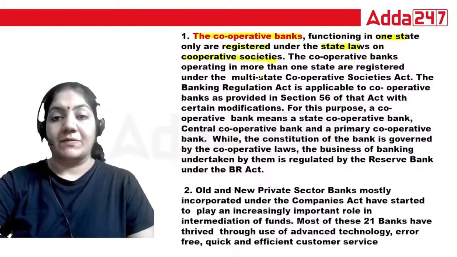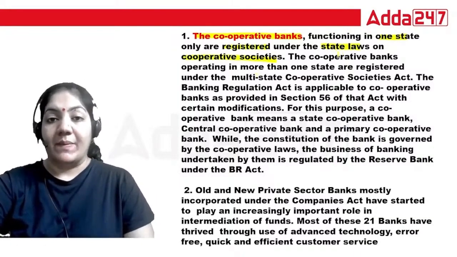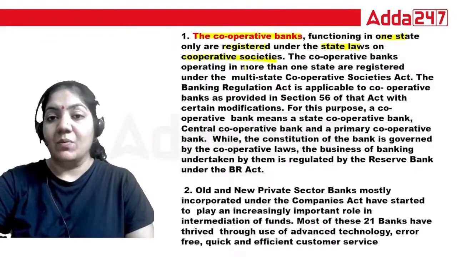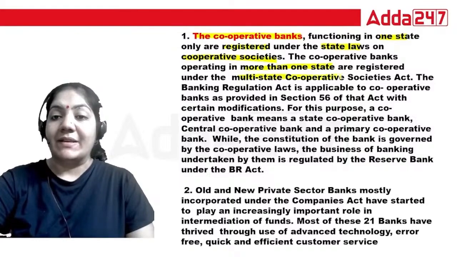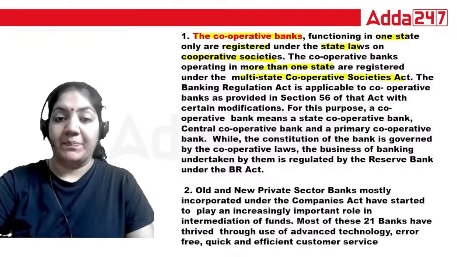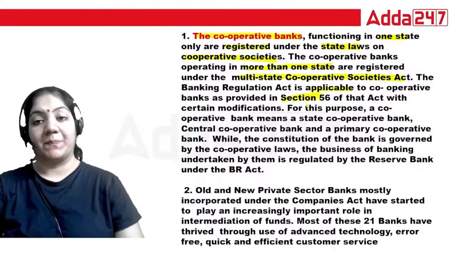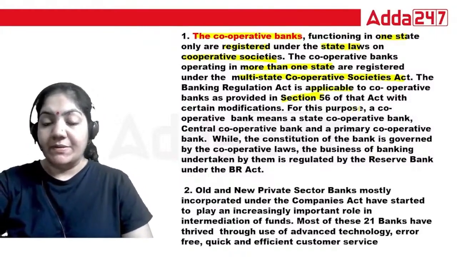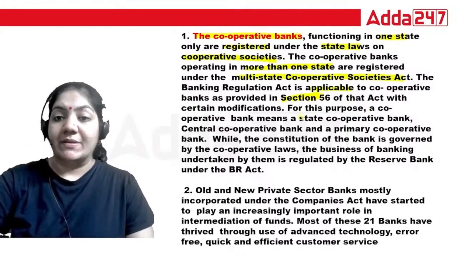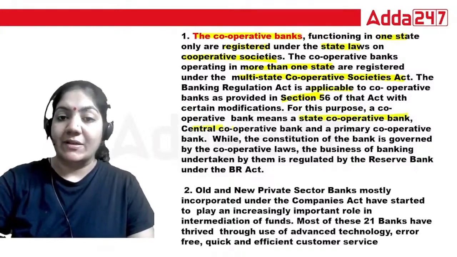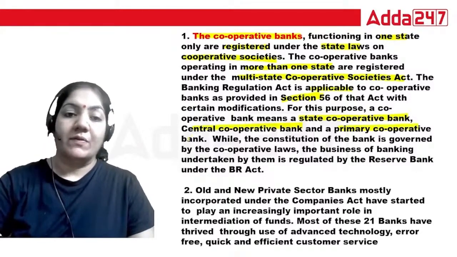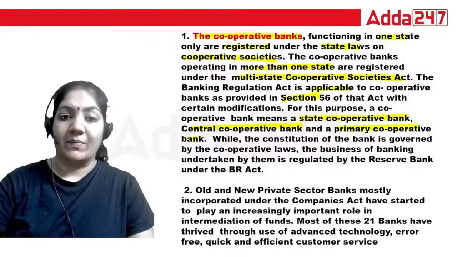Next, cooperative banks functioning in one state only are registered under the state law on cooperative societies. Cooperative banks operating in more than one state are registered under the Multi-State Cooperative Society Act. The Banking Regulation Act is applicable to cooperative banks as provided in Section 56. No need to learn the sections. For this purpose, a cooperative bank means the state cooperative bank, central cooperative bank, and the primary cooperative bank. So these are the types of cooperative bank.